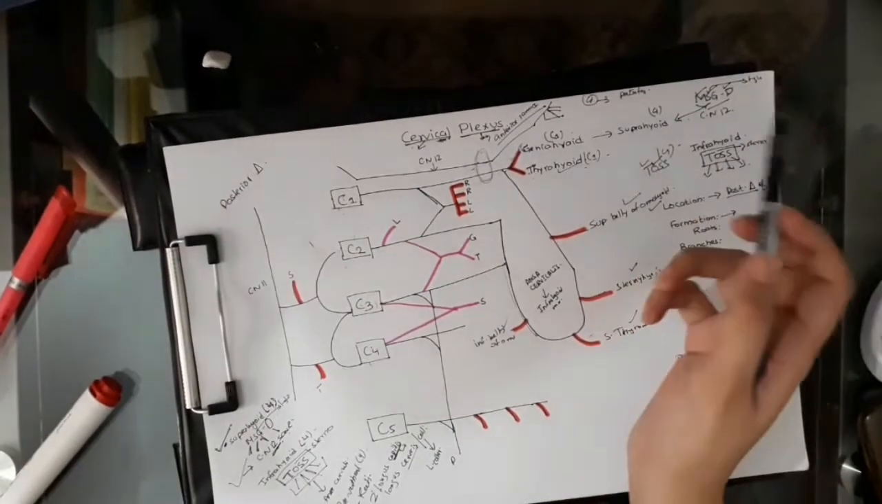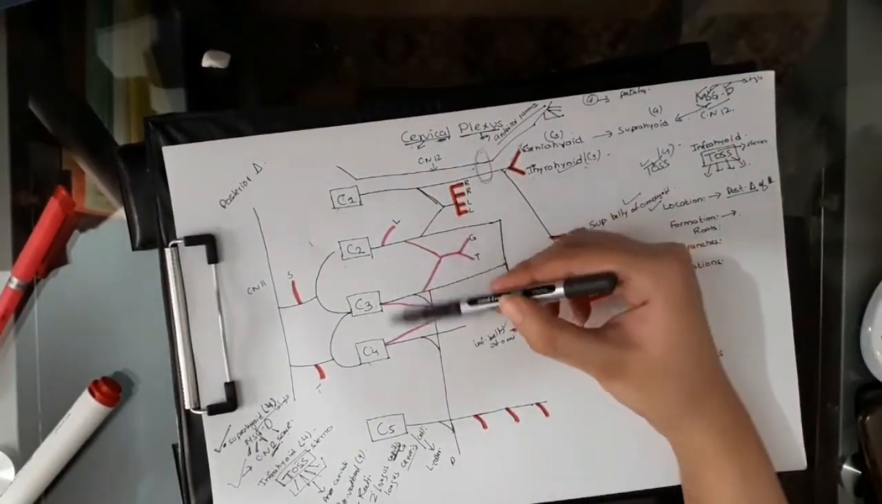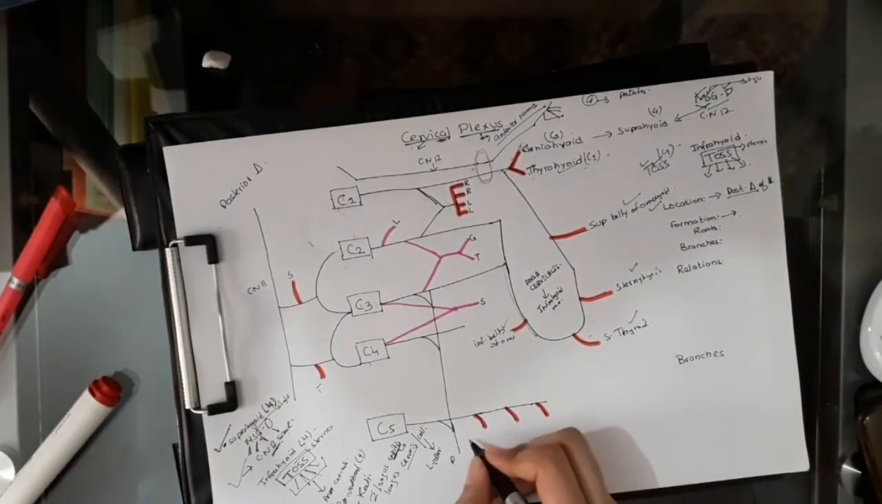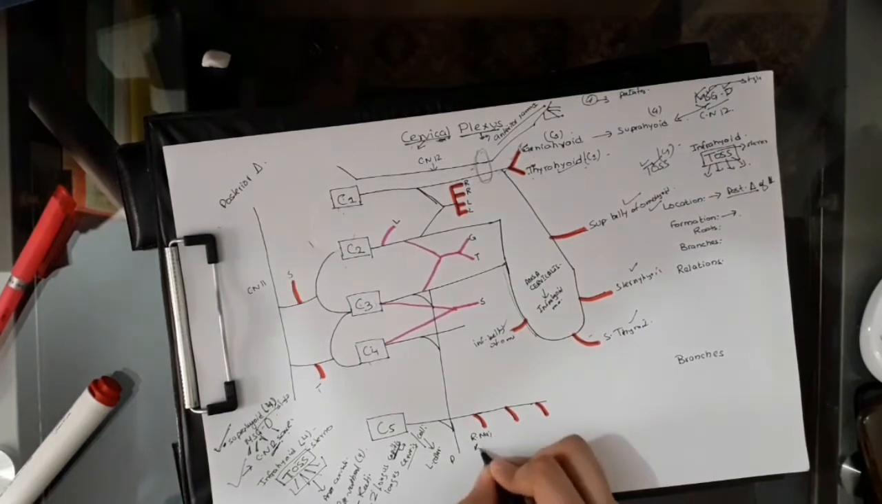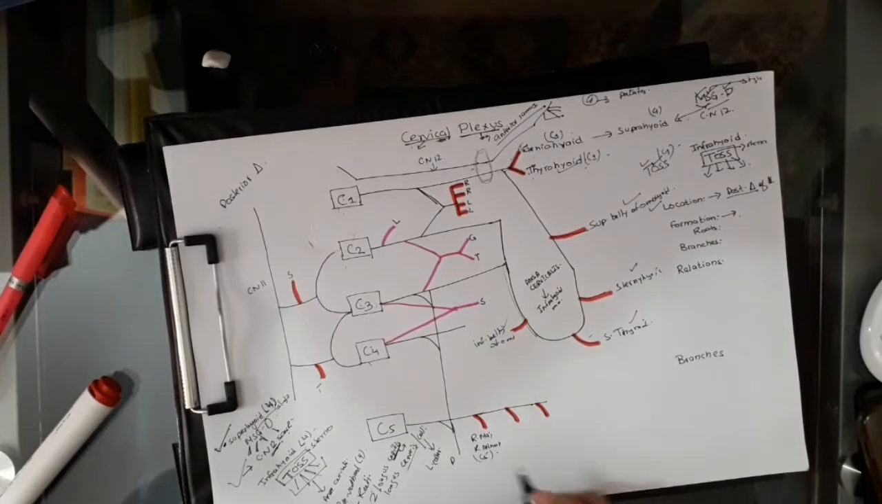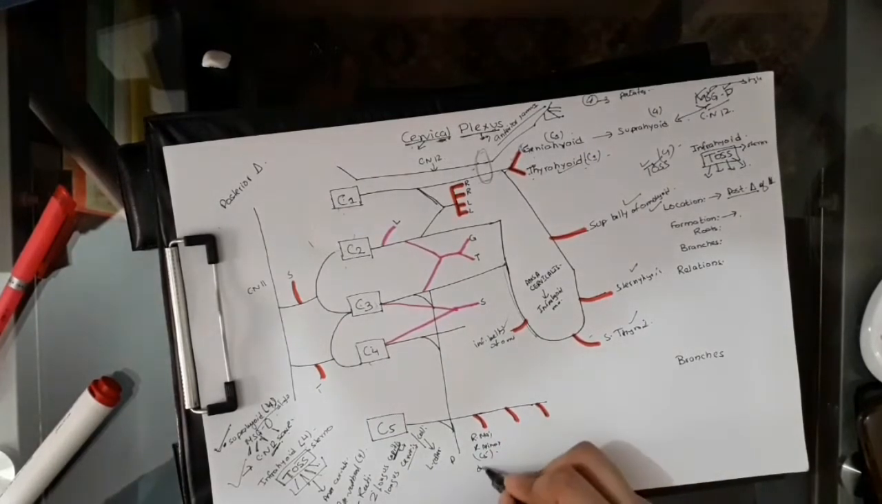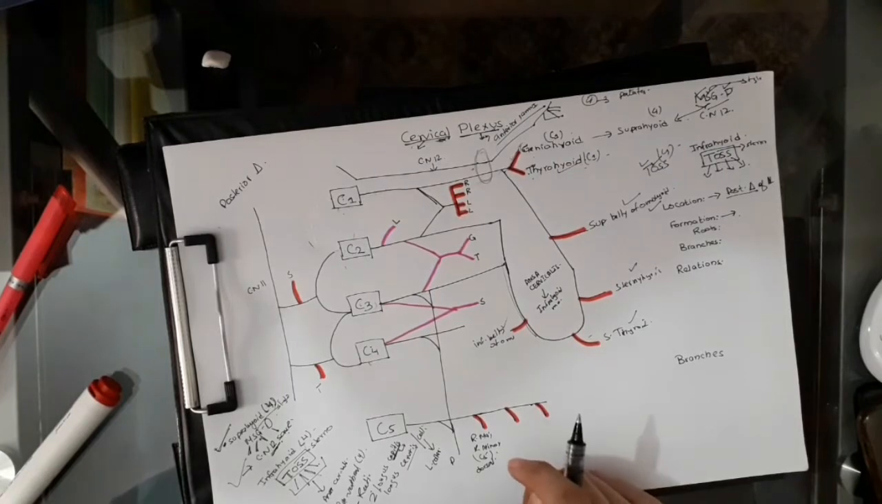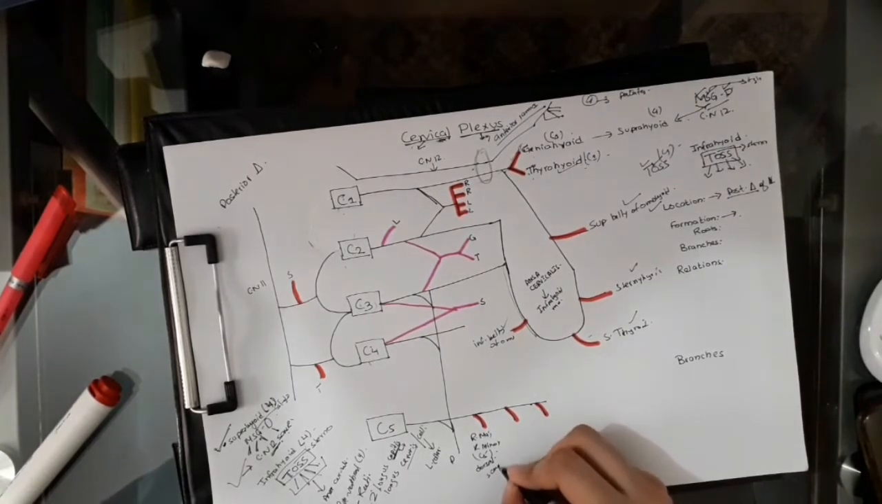Also you need to know that from C5 there are certain branches going to certain muscles. There are the rhomboid major and rhomboid minor, which have their supply from C5, and the nerve would be the dorsal scapular nerve. Yeah, it would be the dorsal scapular nerve.